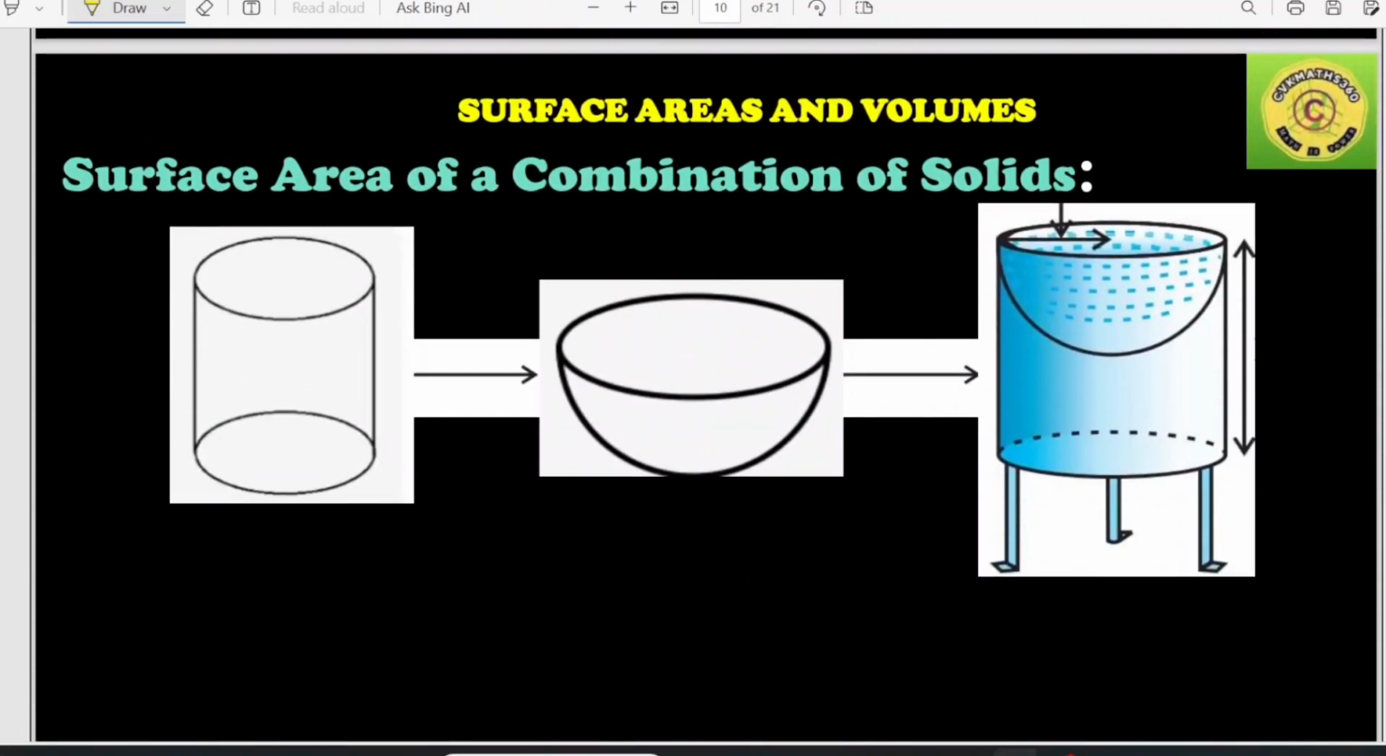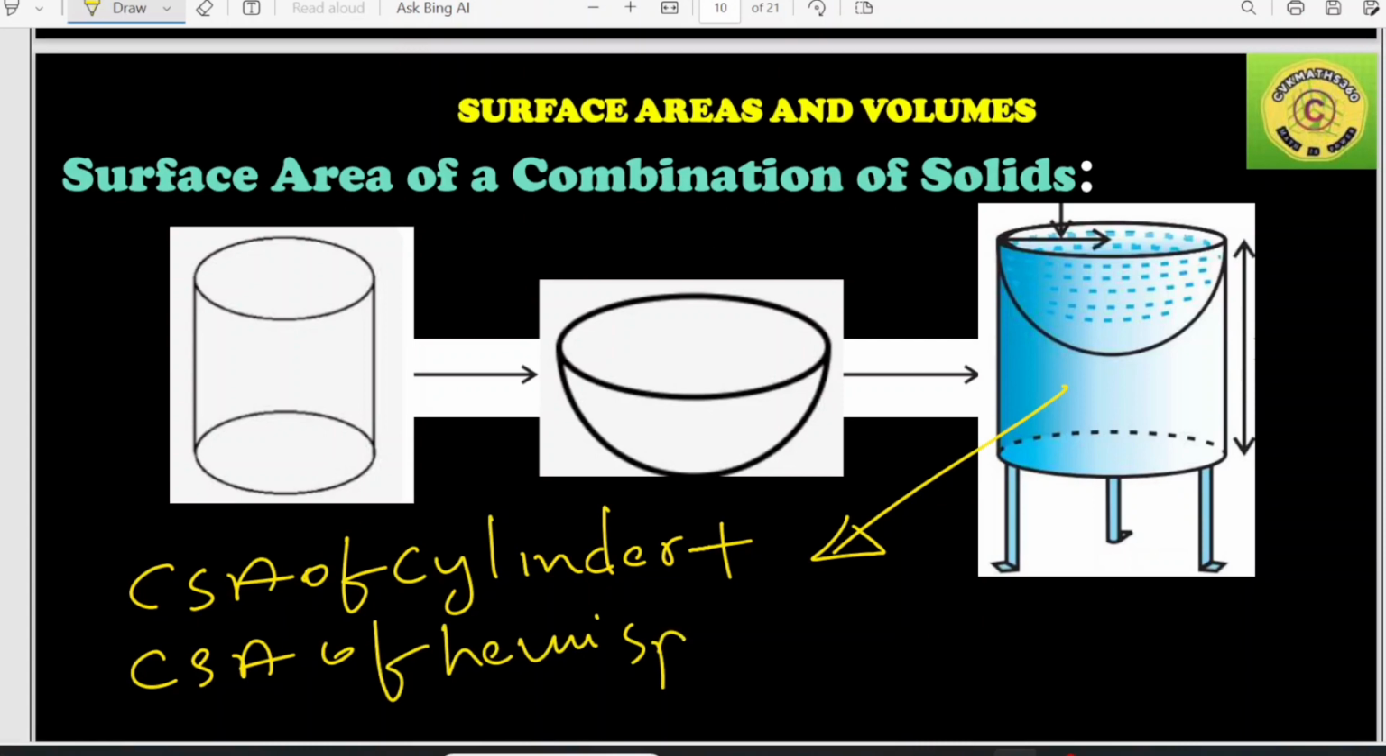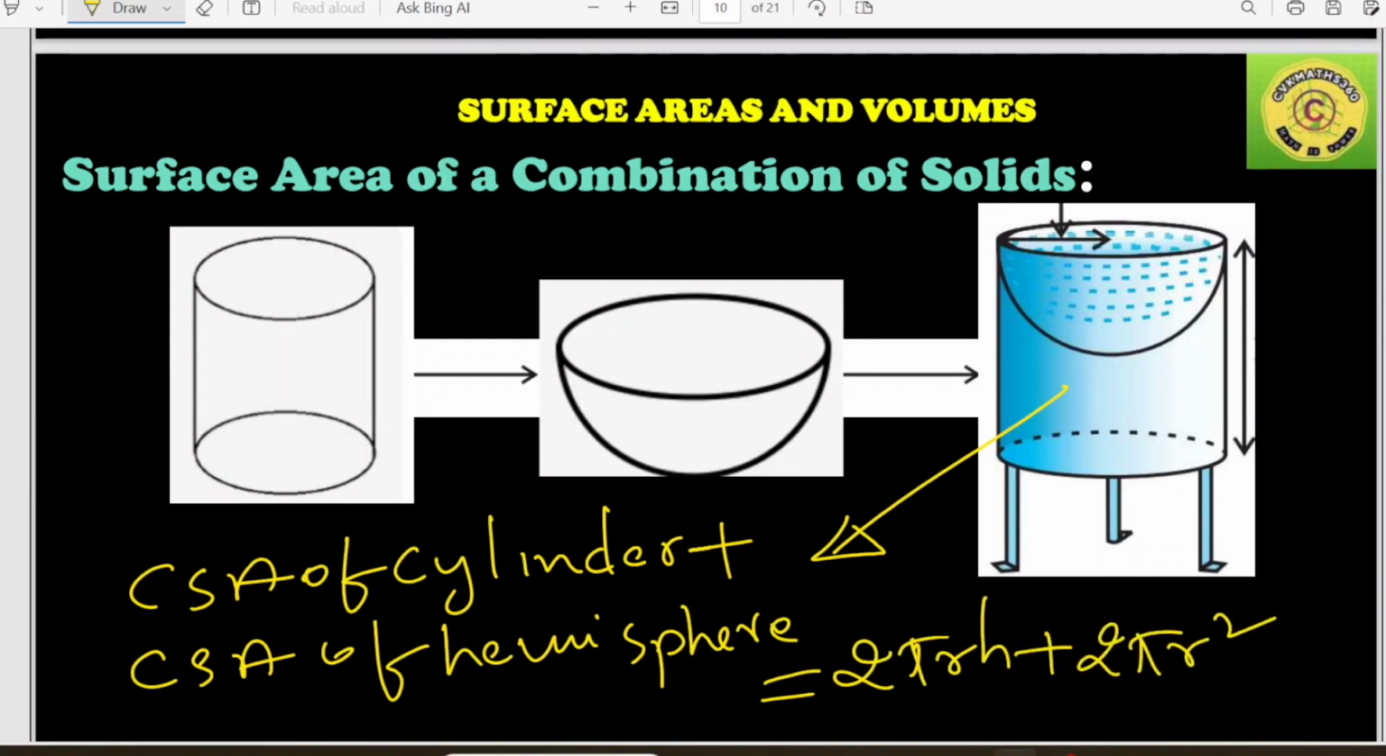The surface area of the combinations is the same: cylinder, hemisphere. Now we can say the formula ourselves. Cylinder CSA plus CSA of hemisphere. Yes, this is correct. Substitute the formulas now: 2 pi r h plus 2 pi r square. Okay, clear? Yes. Next one.